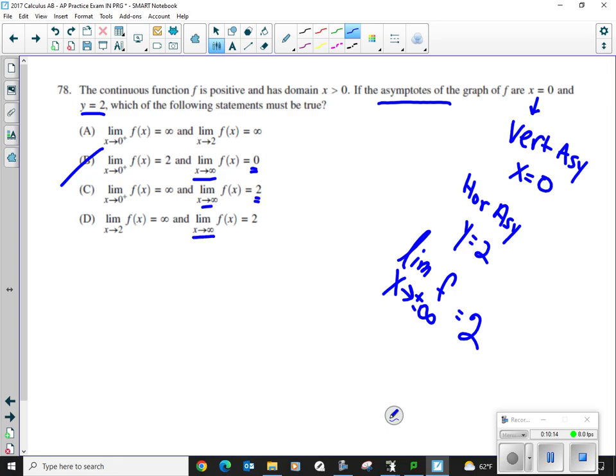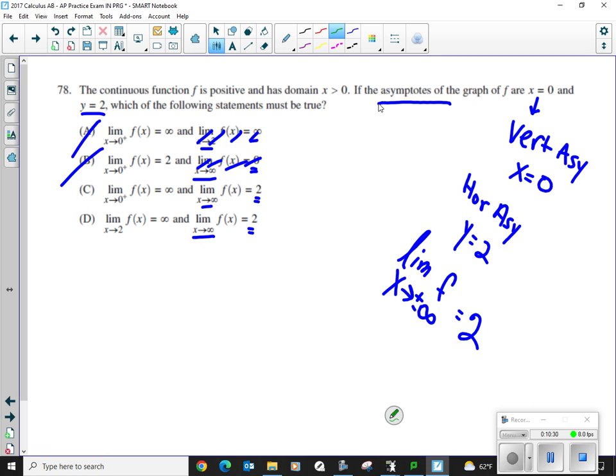The limit as x goes to infinity is 2, that's good. The limit of 2 as it goes to infinity, that's flipped. That's not good either here. So A and B are gone. They're bye-bye. So now I'm going to check my vertical asymptote.